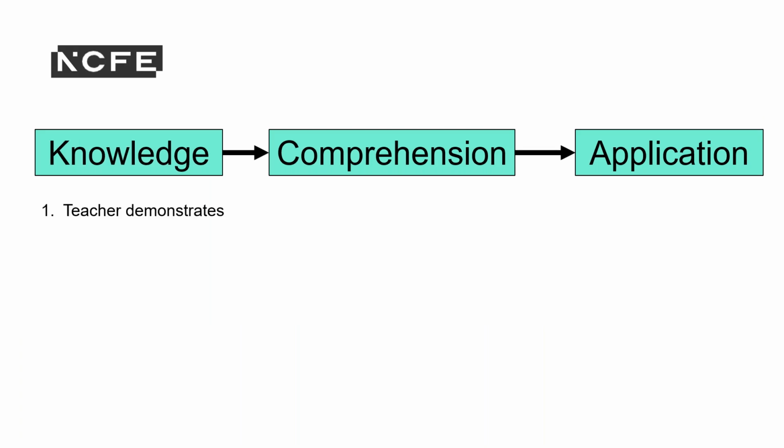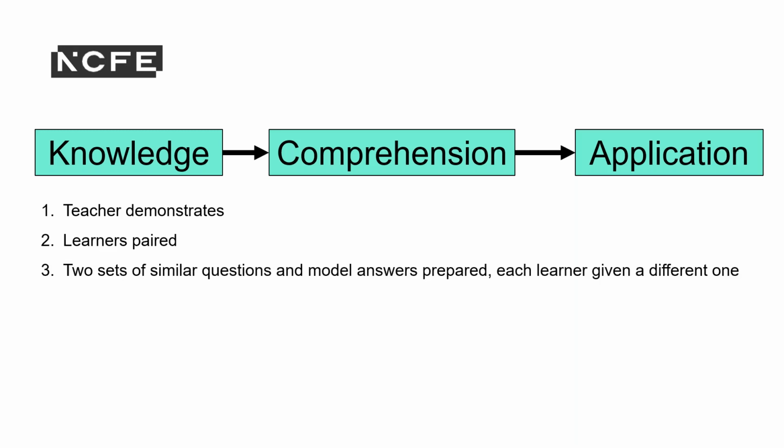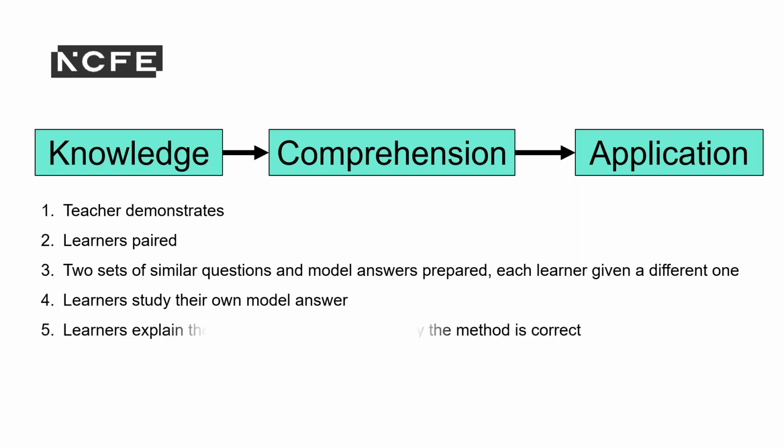So the first step would be teaching and demonstrating as normal. You would then pair up the learners as you see fit. So for example, similar or opposite ability, fixed and growth mindset, male and female, etc. And you will have 2 sets of model answers so that each student in the pair gets a different set. Learners will then study their model answer for, let's say, 5 minutes.